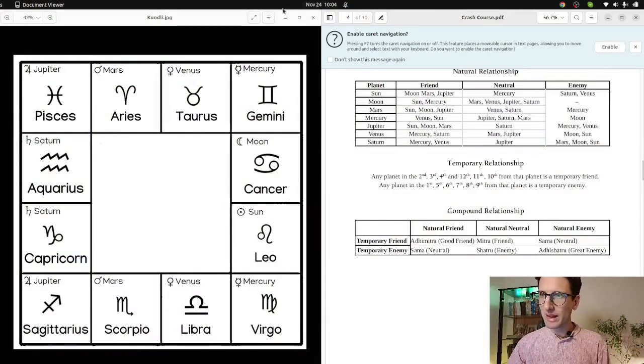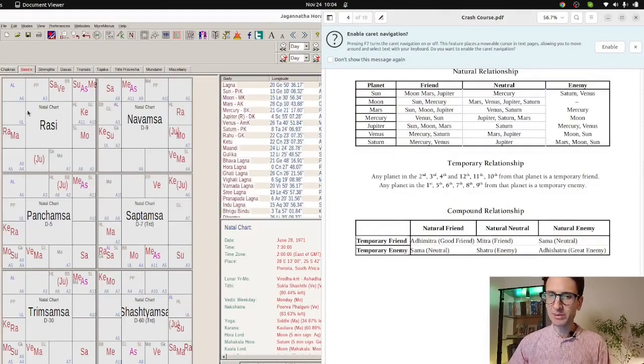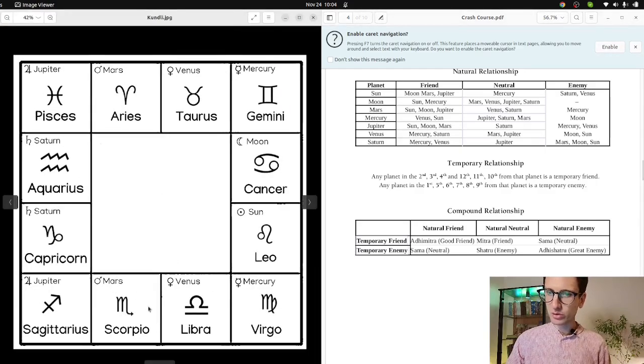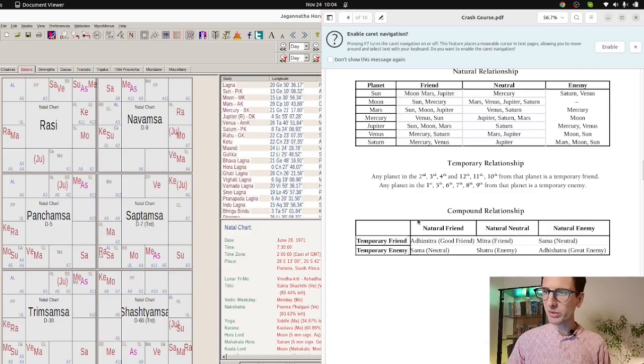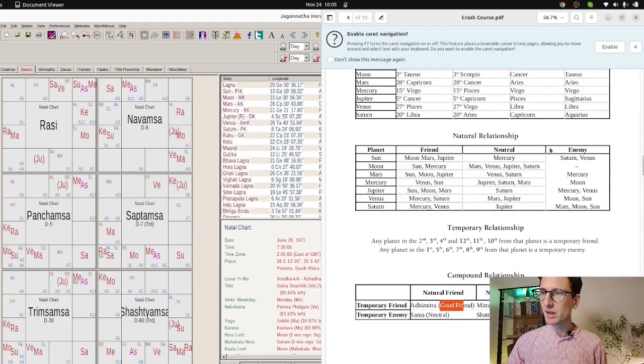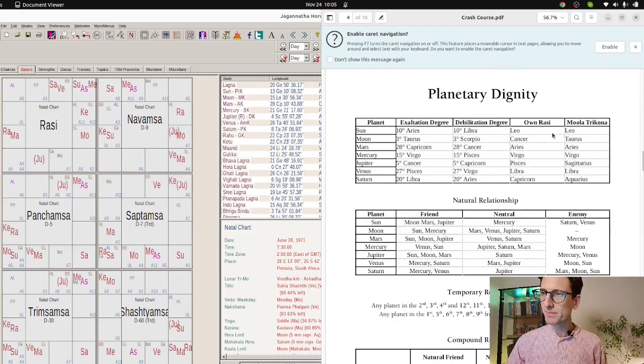So let's have a look at the sample chart by Elon Musk. Jupiter is in Scorpio. So Scorpio is ruled by Mars. And as we've already discussed, Mars is a good friend. So Jupiter is in a very nice dignity. It's like the third best. The best is the exaltation. The second best is in own house or Mula Trikona.